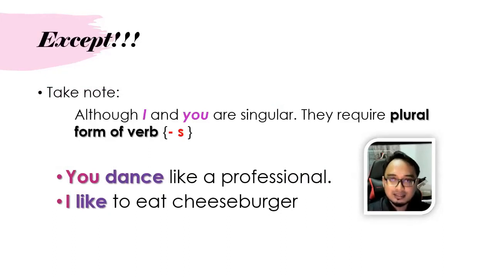Except, just now I have told you, I and you. Although we must take note of this one. Although I and you are singular, they require the plural form of the verb, meaning the verb does not have an s. Okay, no s on the verb. So that's what we call plural verb. For example, you dance like a professional. I like to eat cheeseburger. Okay, you and I. This is the plural form of the verb. No s at the end. Okay, so remember, only you and I take the plural form of the verb, although they are singular. Okay, the rest are still the same.